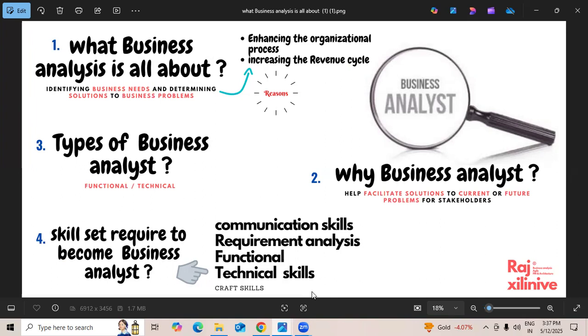A technical BA means working on technical projects, where we are developing some application. You need to have some technical knowledge, knowing about agile, user stories, epics, and all. This is all about the technical BA. Third, techno-functional means both functional and technical knowledge are required.